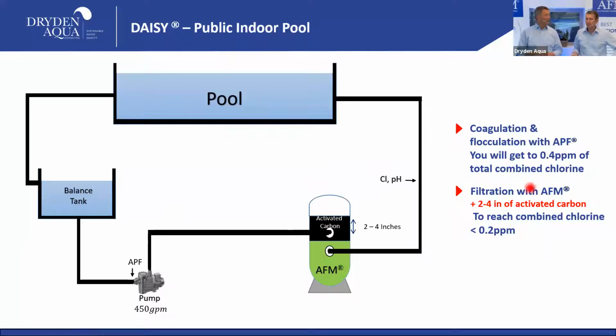3 options. Option 1. You add a layer of activated carbon. This was covered in session 2. So very simple. On top of your AFM filter bed, you add approximately 4 inches, 10 centimeters of activated carbon. This will be enough to cut your combined chlorine in half from 0.4 to 0.2. This will do the job.